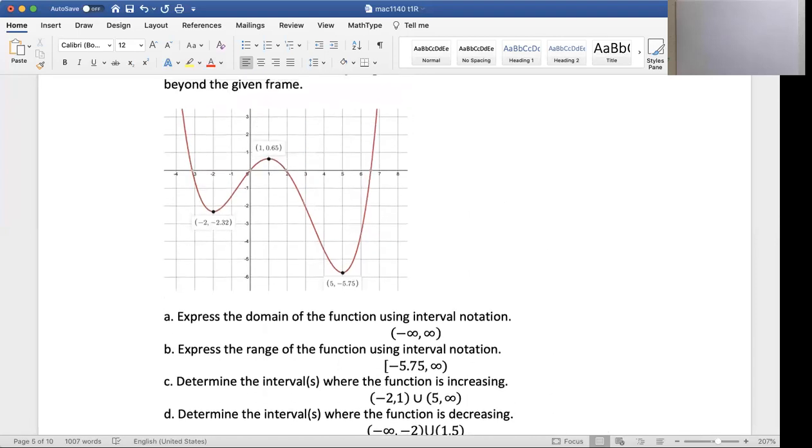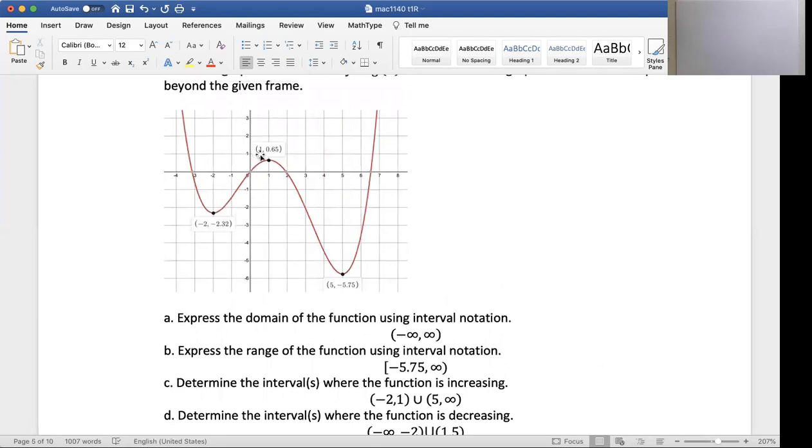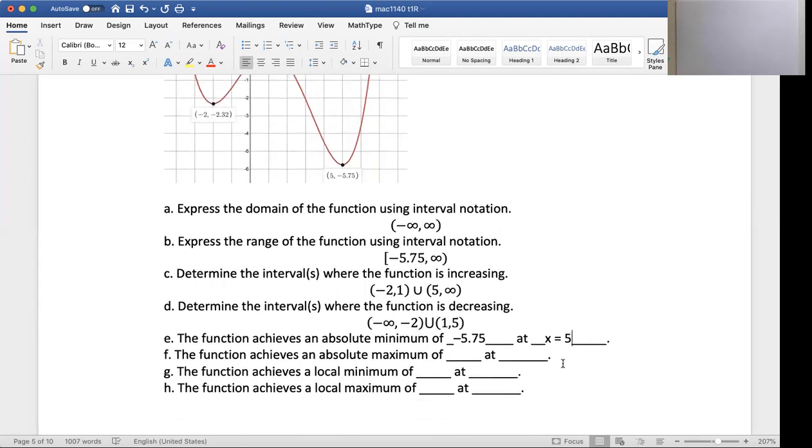How about an absolute maximum? When does it reach its absolute highest point? Well, you think it might be here, but no. It grows beyond there and there. So this has no maximum. There is no absolute maximum.